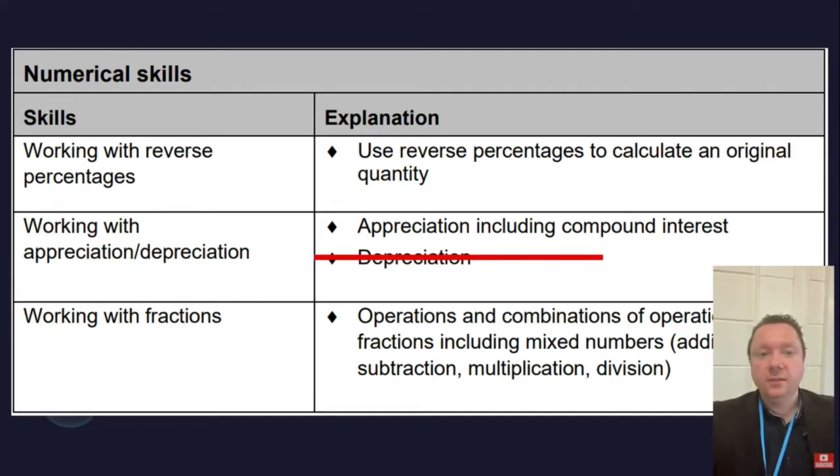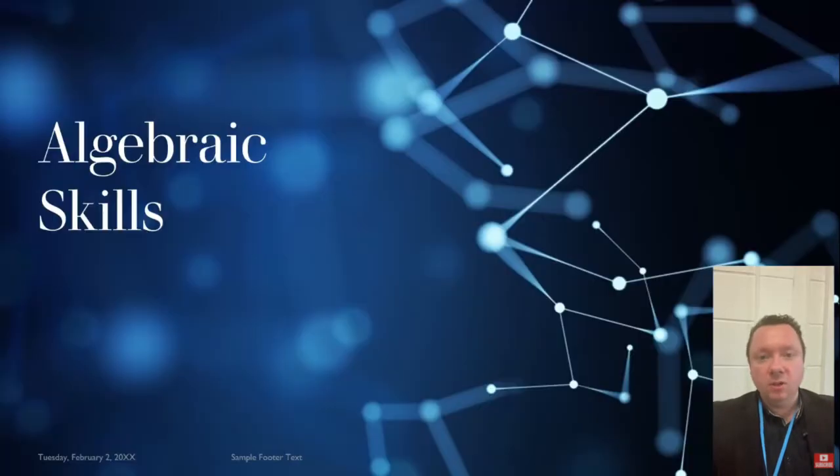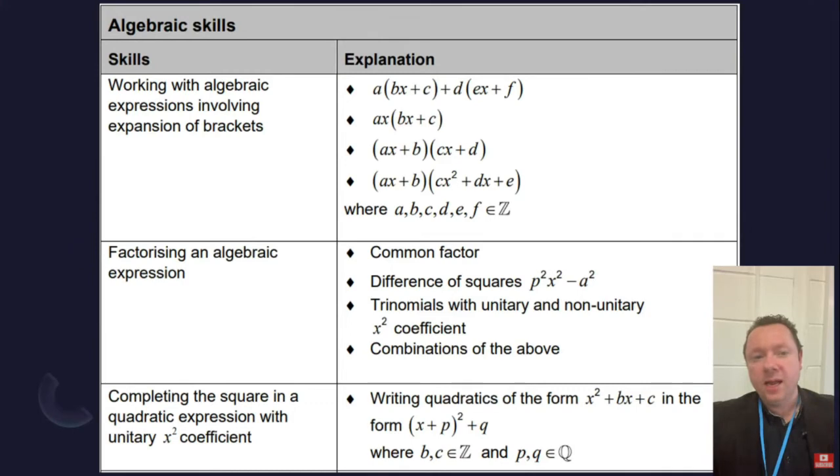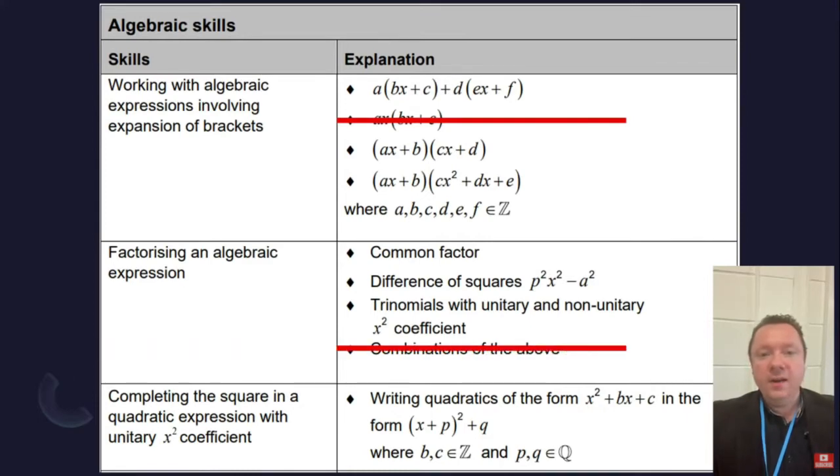Fractions is in. Fine. Algebraic skills, this is where it starts to get quite big. Working with algebraic expressions involving brackets, most of the expanding brackets is in, except this one here, ax times bx plus c is out. I don't know why. Next one we've got is combinations of factorising. You'll still get asked to do all your factorising, common factor, difference of two squares, trinomials, but you won't get asked to do a question with a combination of all of them in at once.